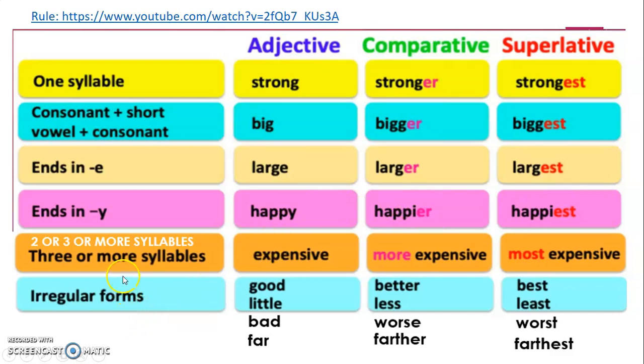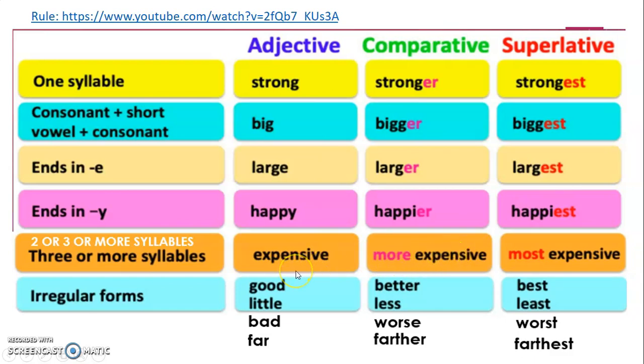Now let's look at the long adjectives. What is the long adjectives? It's the adjectives that have two or three or more syllables. Example, expensive. How many sounds, how many syllables do you hear? Expensive. 3, right? So that's why, because it's a long adjective with 3 syllables, we need to add more. Example, expensive becomes more expensive.